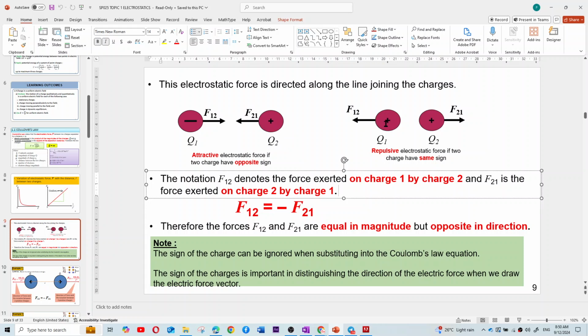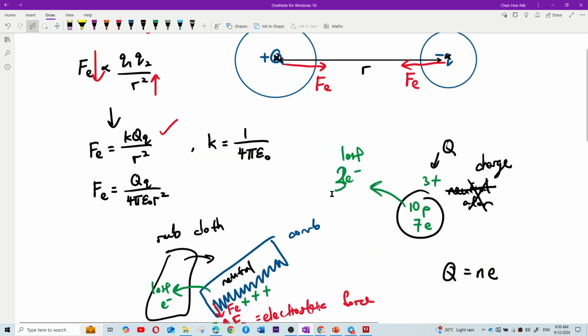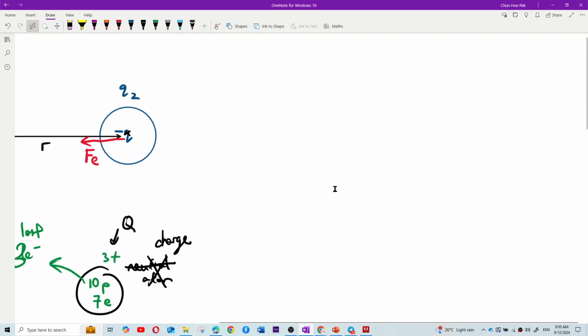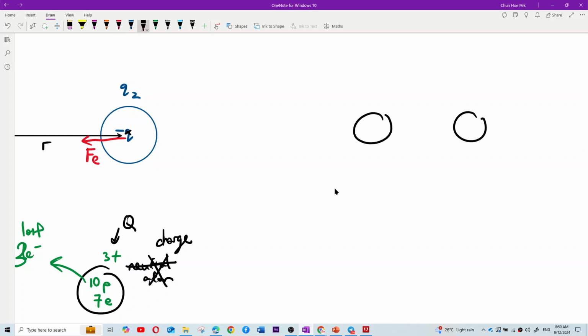Okay? So F12 means on Q1 due to Q2. F21 means on Q2 due to Q1. Okay, let me show you one example. Let me just draw. Let's say I want to draw 3 charges. I put this one as positive. Write down first: positive Q1, negative Q2.